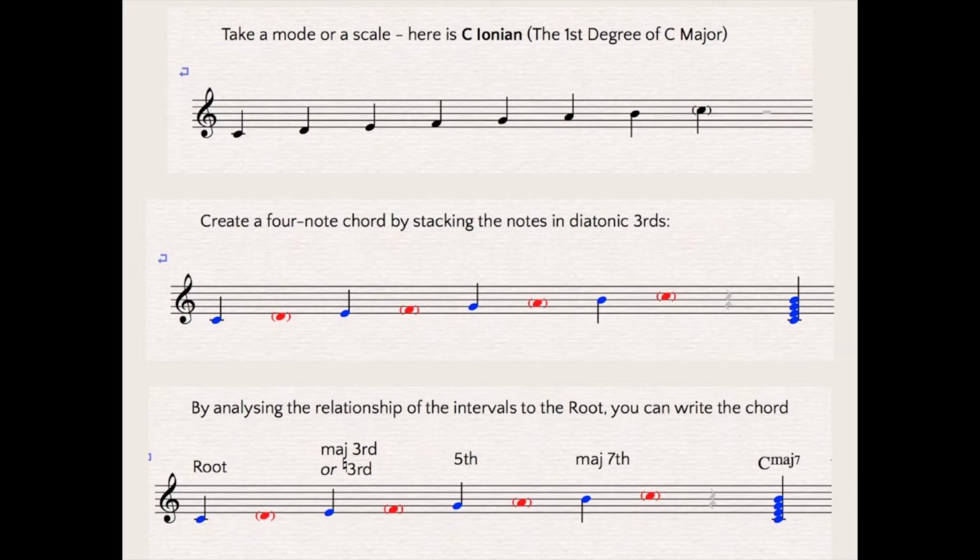So in this mode, C Ionian or C major, the root is obviously C. There's a major third, there's a fifth or a perfect fifth, and there's a major 7, which gives you C major 7. If you're unsure about how these chords work or how the nomenclature works, then please watch the video on the basics. C major 7 is indicated by the chord symbol. That's its quality.